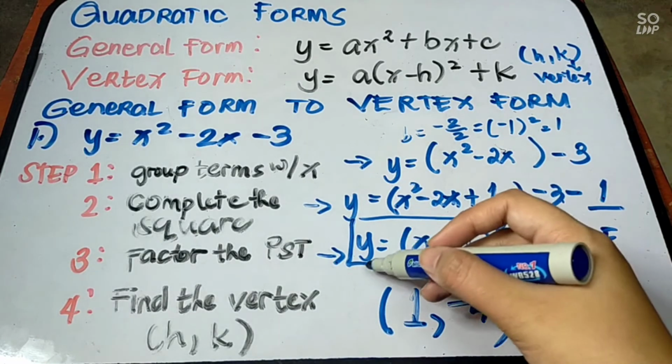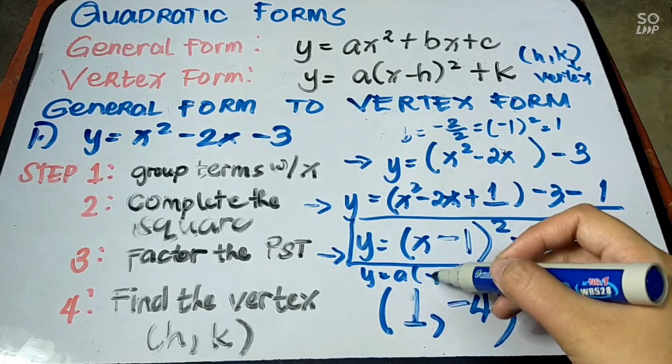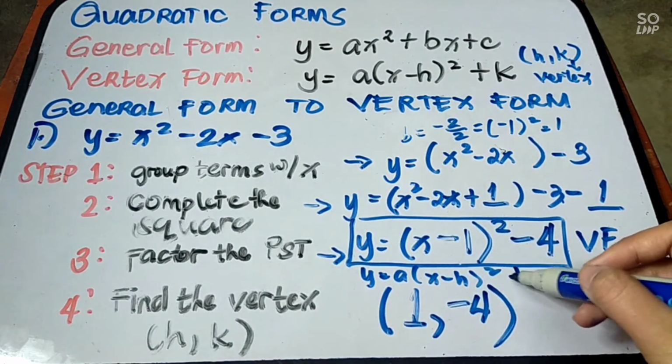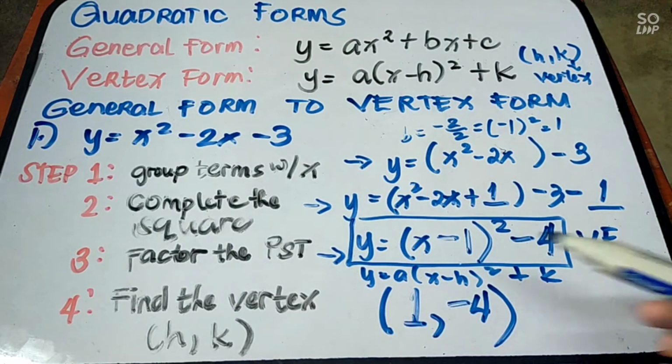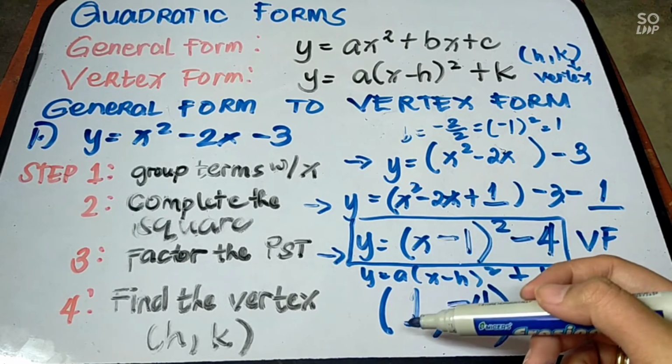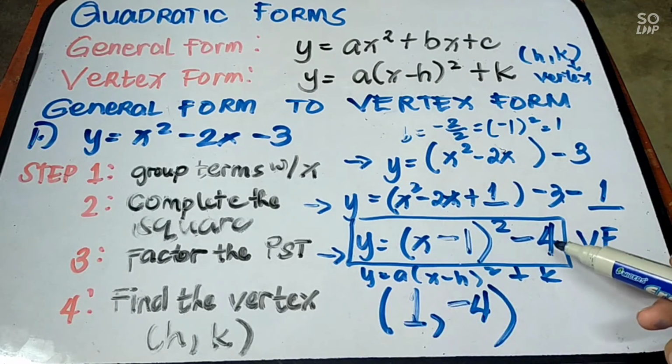Diba? So, we have here y is equal to a times x minus h squared plus k. Alright? So, you see h, lagi mag-change ng sign. So, it becomes positive 1. Then, si k, just copy. We have here negative 4. So, that is it. Let us have another example.